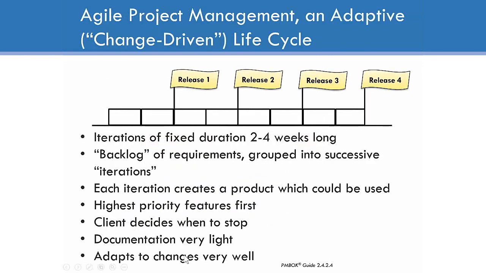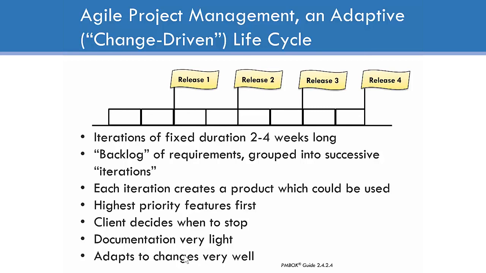Now, it's been growing of interest in software development over the past 10 or 15 years, the concept of agile project management, which is considered a change-driven approach, sometimes called adaptive. And here there is some planning, and there's a closing phase at the end. But I'm looking at that middle portion, carrying out the work. And in Agile, we plan for a number of iterations of a fixed duration. That fixed duration might be 2 weeks, or 3 weeks, or 4 weeks.